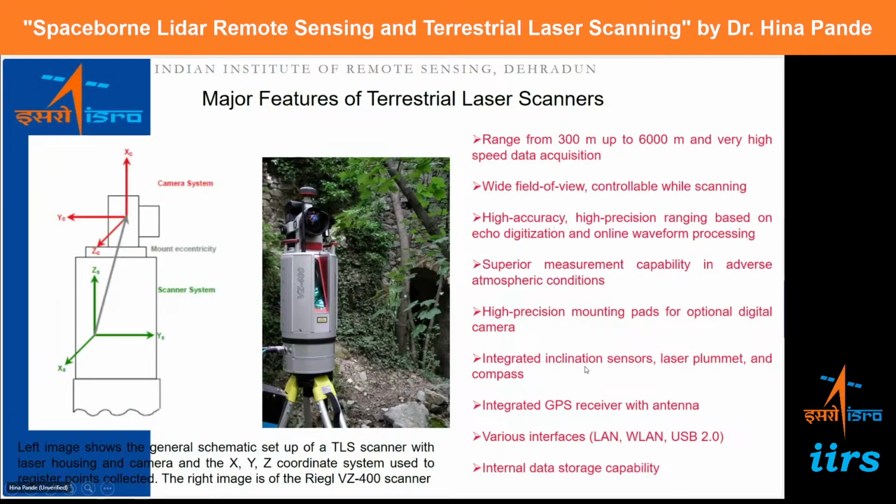It has integrated inclination sensors, laser plummet and compass, and an integrated GPS receiver. So now if you see here, this is the laser sensor, scanner and rotating mirror to facilitate scanning in the vertical and horizontal axes. This is the RGB camera, which also captures images at the same time that the scanning is happening. And this is the GPS receiver with the antenna.